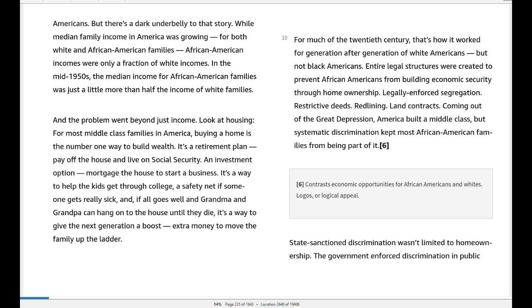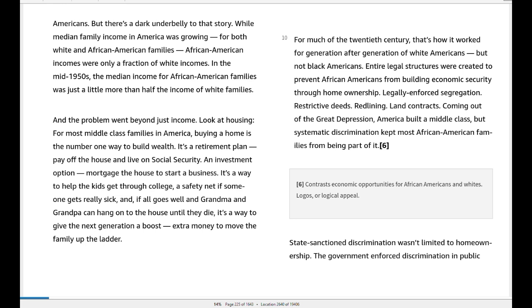In the mid-1950s, the median income for African American families was just a little more than half the income of white families. And the problem went beyond just income. Look at housing. For most middle-class families in America, buying a home is the number one way to build wealth. It's a retirement plan, pay off the house and live on Social Security, an investment option, mortgage the house to start a business. It's a way to help the kids get through college, a safety net if someone gets really sick, and if all goes well and grandma and grandpa can hang on to the house until they die, it's a way to give the next generation a boost, extra money to move the family up the ladder.